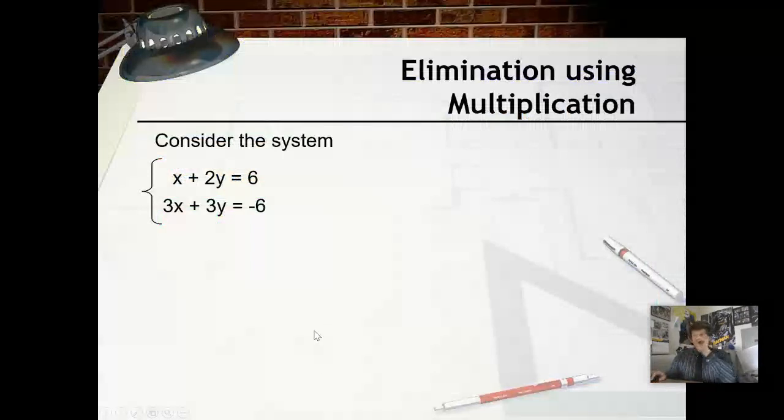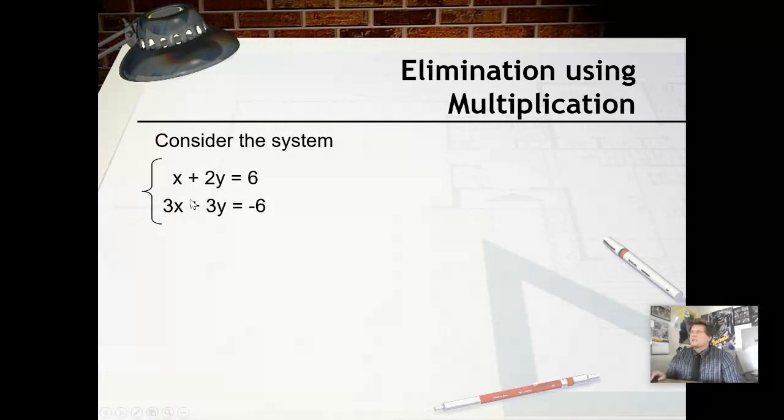Here's example number one. Look at this system. You have x plus 2y equals 6, 3x plus 3y equals negative 6. X and x, no, doesn't match. 1x, 3x, no good. 2y, 3y, again, doesn't match up. 6 and negative 6 match, but we want to eliminate a variable, not the constants. So right now, elimination, we couldn't really do until today. Multiply this thing to make them match.